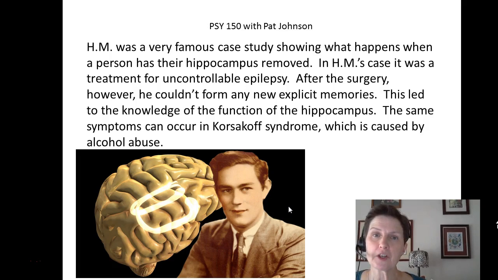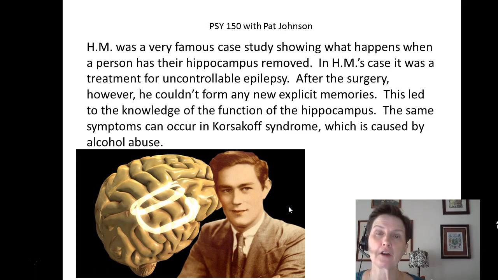And unfortunately, we can see that same exact symptom in a syndrome called Korsakoff's disease or Korsakoff syndrome. And Korsakoff's is quite a common form of dementia where long-term alcohol abuse does severe damage to the hippocampus, and the person has the same symptoms as HM. In other words, they're living in the eternal present.